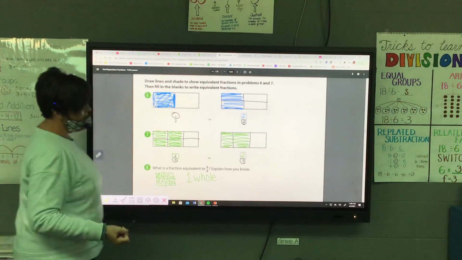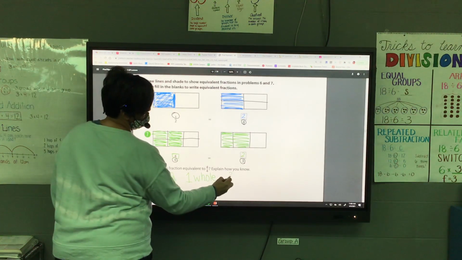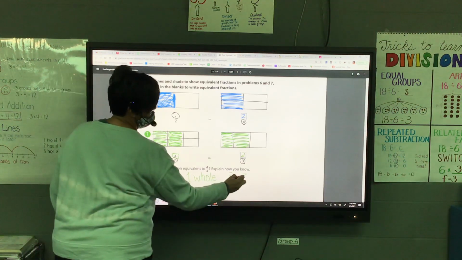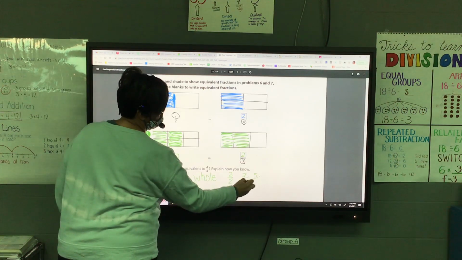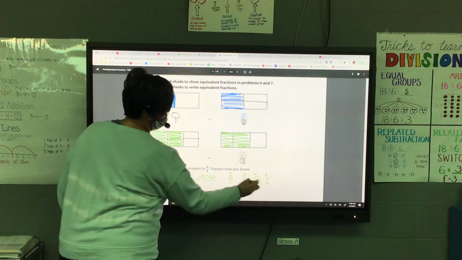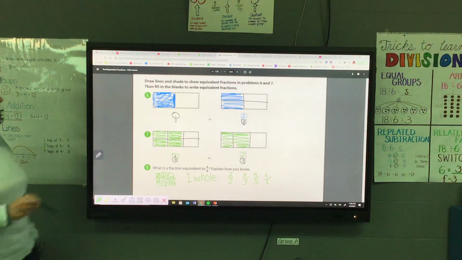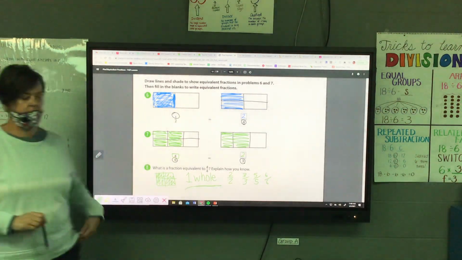So what's another fraction that would be equivalent to 4/4 then? 2 halves, 3/3, 5/5, 6/6. Are those all equivalent to 4/4? Yes, because they all equal what? 1 whole. Okay.